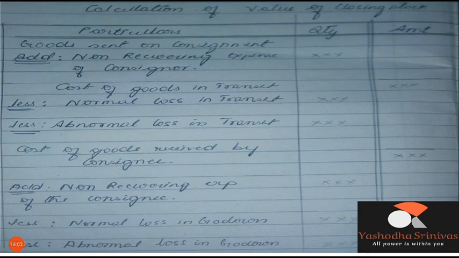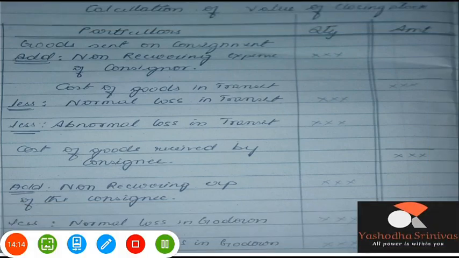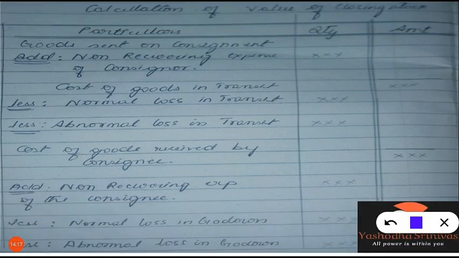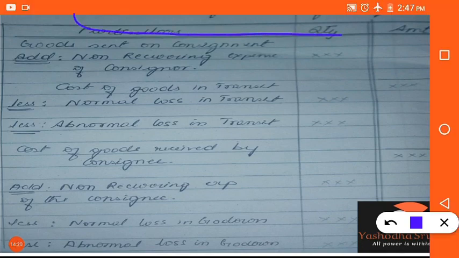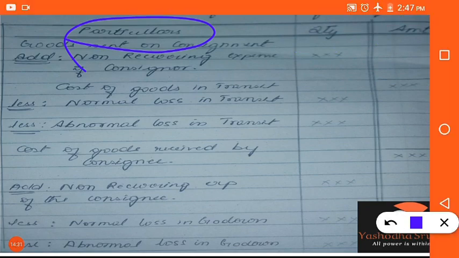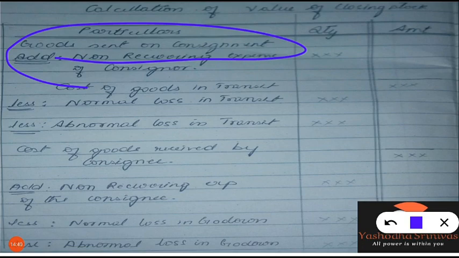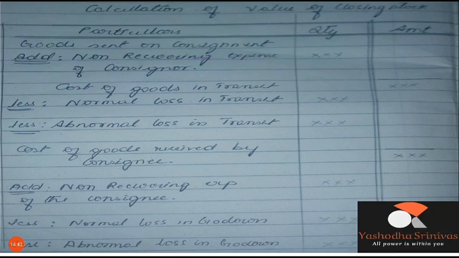So let us move on to the practical sum. In this question paper, relating to 2019, they have asked about the calculation of closing stock, the value of closing stock. Okay, so this is what is studied here, for your reference. Next, there will be two columns where you are going to study: particulars, quantity, and amount. So first, goods sent on consignment. First you have to consider the goods which are sent on consignment.